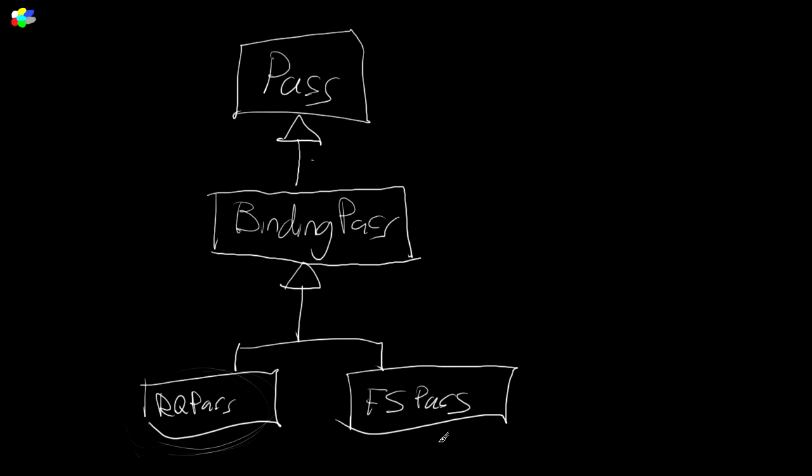The other kind of binding pass is a full screen binding pass. And this one has stuff needed to do a full screen post-processing filter. Stuff like the full screen geometry, the textured quad. So instead of having to declare that stuff for every single full screen pass you have, you can just inherit from this one. You get that boilerplate automatically. Very nice and clean, very DRY.